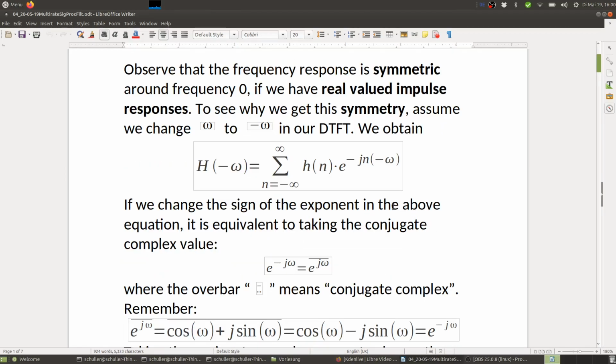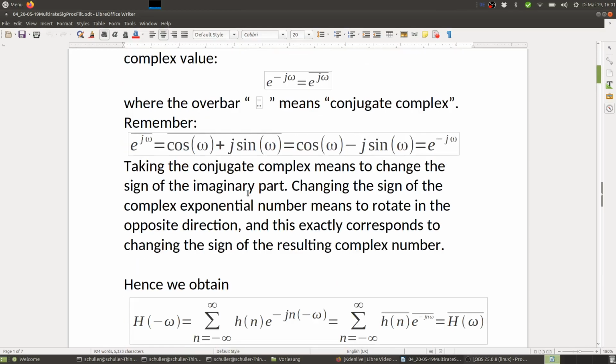Now we can take a look at what happens with this exponential. If we change the sign of the exponent, it is equivalent to taking the complex conjugate. So e to the minus j omega is equal to the complex conjugate of e to the plus j omega, where the overbar means complex conjugate. And you can easily see this using the Euler formula.